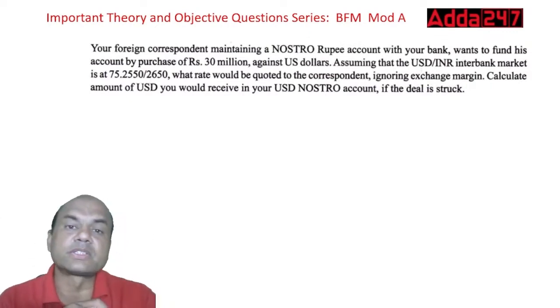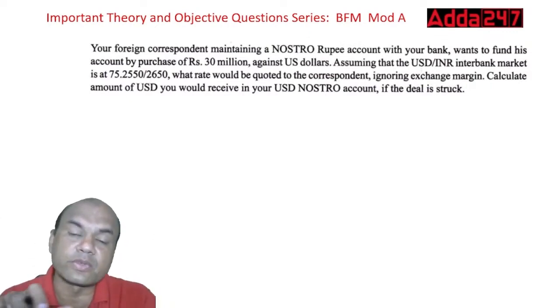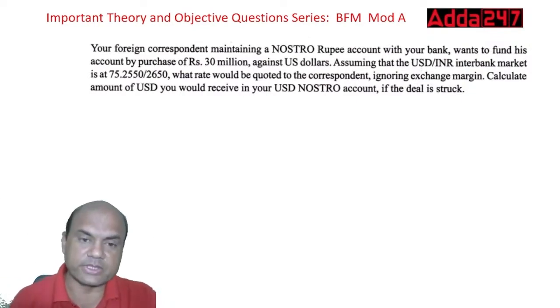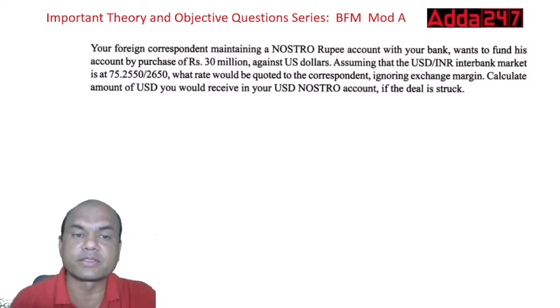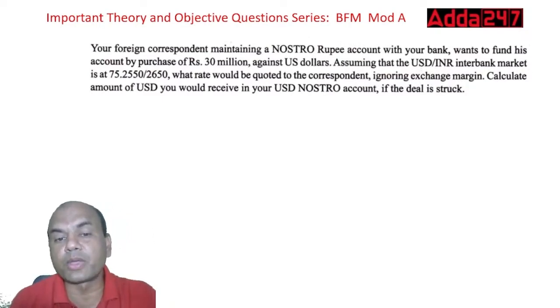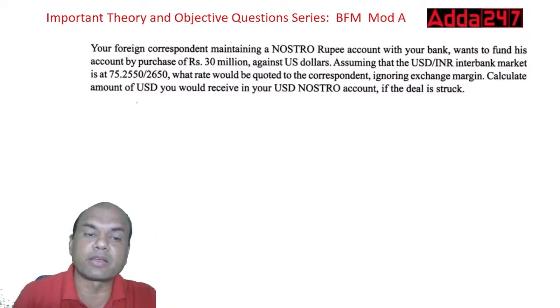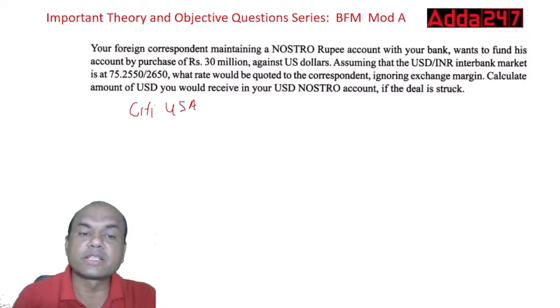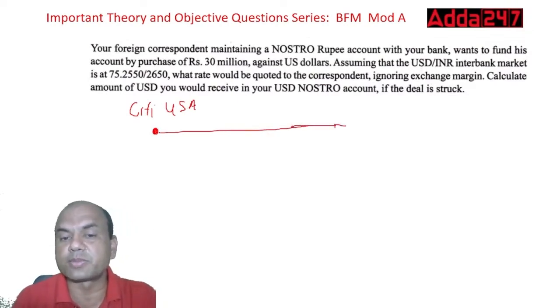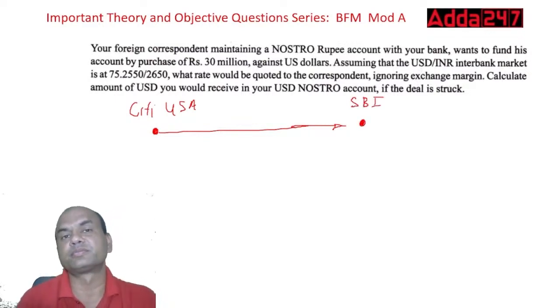Now look at this. This question has almost 3 to 4 various questions. Okay, what are the various questions here? Firstly, understand the numerical, what it is. Your foreign correspondent is maintaining the Nostro rupee account with your bank. So let's say this is Citibank USA. So this Citibank USA is maintaining a Nostro account with your bank. Let's say you are SBI. Okay. So Citibank is maintaining a Nostro account with your bank.